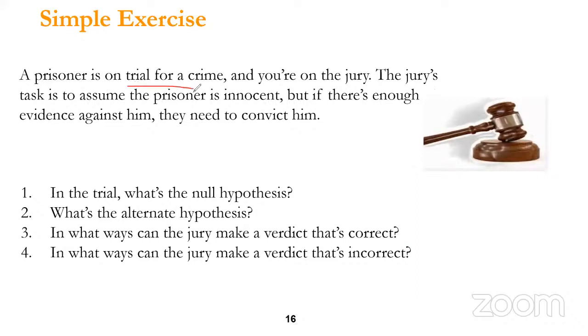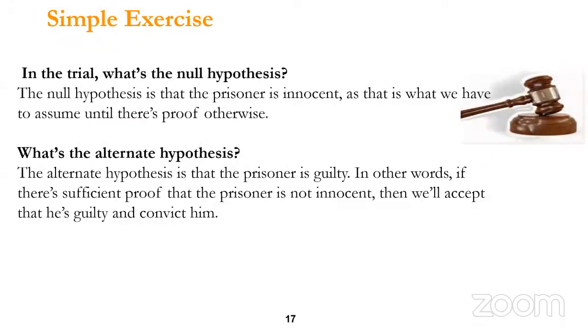A prisoner is on trial for a crime and we are the jury. The jury's task is to assume the prisoner is innocent. But if there is enough evidence against the prisoner, we need to find the prisoner guilty. So the first question: what can be the null hypothesis? The null hypothesis means take no action. The prisoner has already been assumed innocent. So we will consider the null hypothesis that the prisoner is innocent, and then we will not take any action on the prisoner, right? So your null hypothesis will be that the prisoner is innocent, as that is what we have to assume until there is proof otherwise.